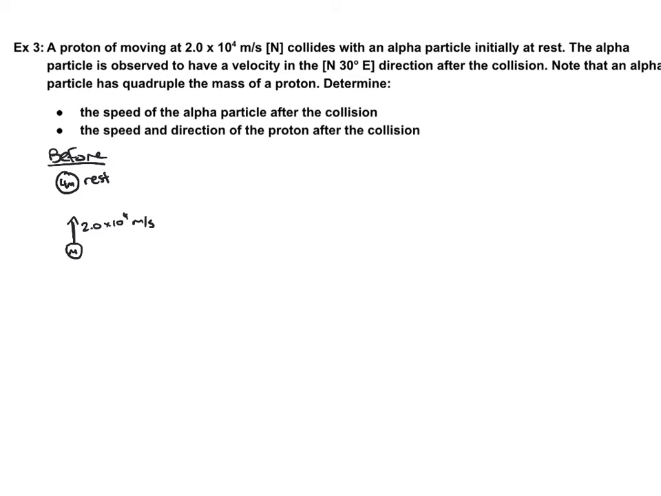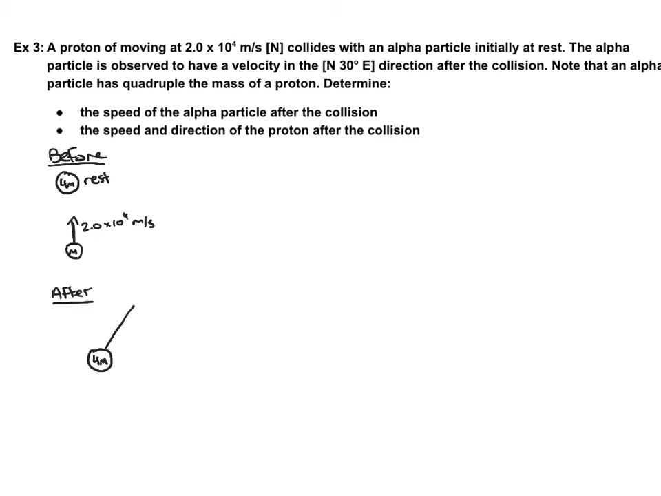So there is momentum before the collision. The momentum is due to the proton moving north. Okay, now after the collision. It tells us the direction that the alpha particle bounces off in. So the alpha particle, mass 4m, gets knocked in the direction of north 30 degrees east.